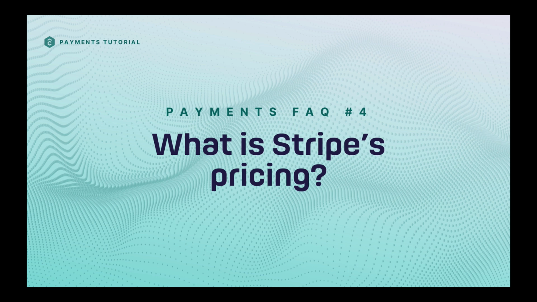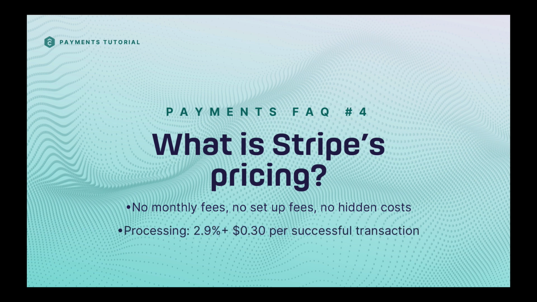You only get charged when you earn money. No monthly fees, setup fees, or hidden costs. Credit card processing is 2.9% and 30 cents per successful credit card transaction, and $15 for chargebacks.